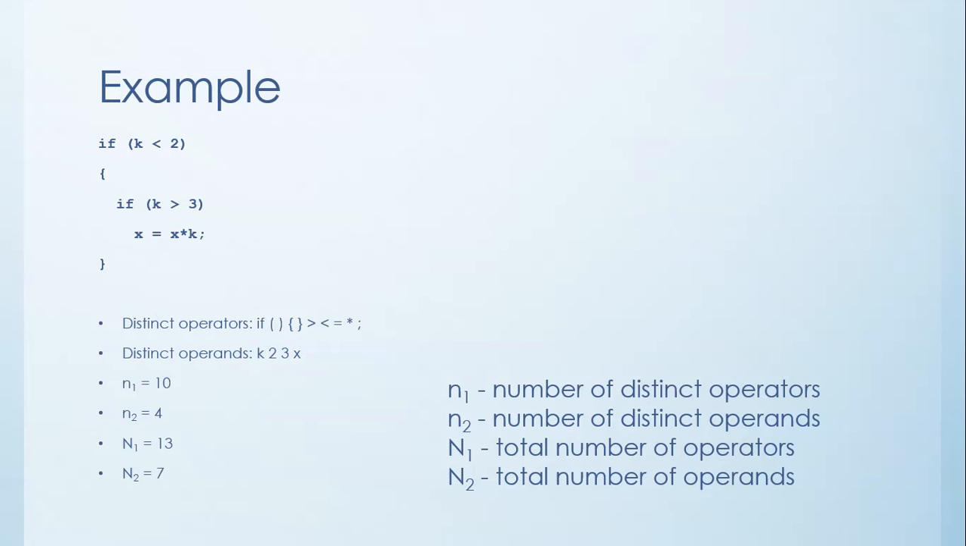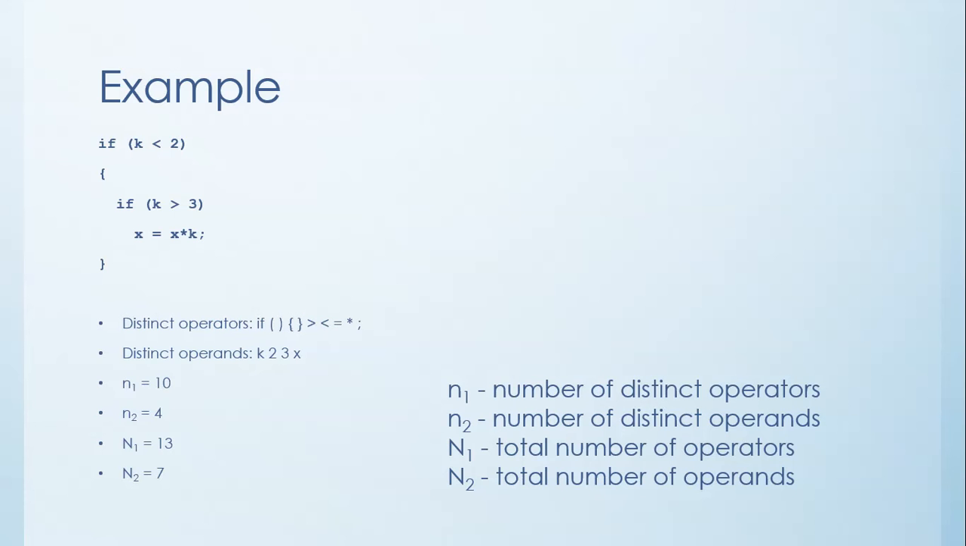So the distinct operators are things like if, open regular bracket, open curly brackets, greater than sign, less than sign, etc. The operands are k, the number 2, the number 3, x, and you have that in program. So repeating that, n1 and n2 has to do with the number of distinct operators and operands respectively. If we just count up the number of these, you get 10 and 4.